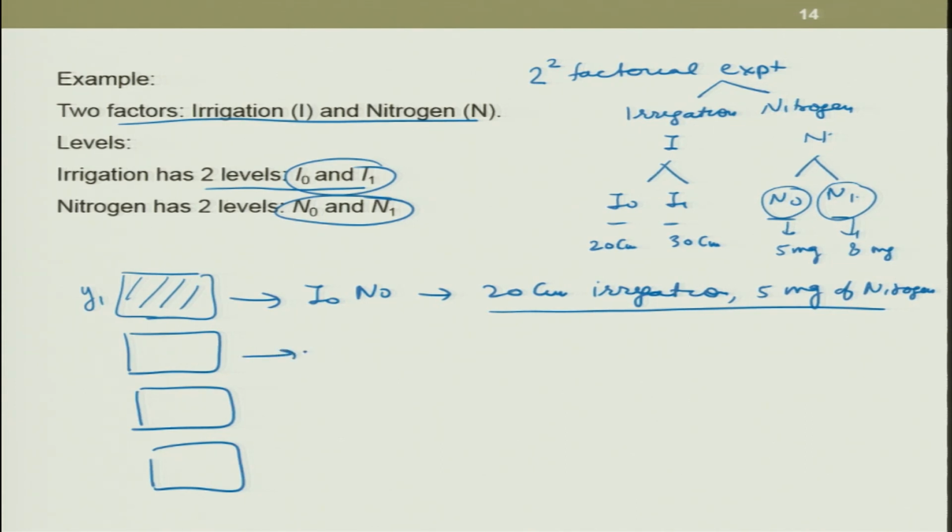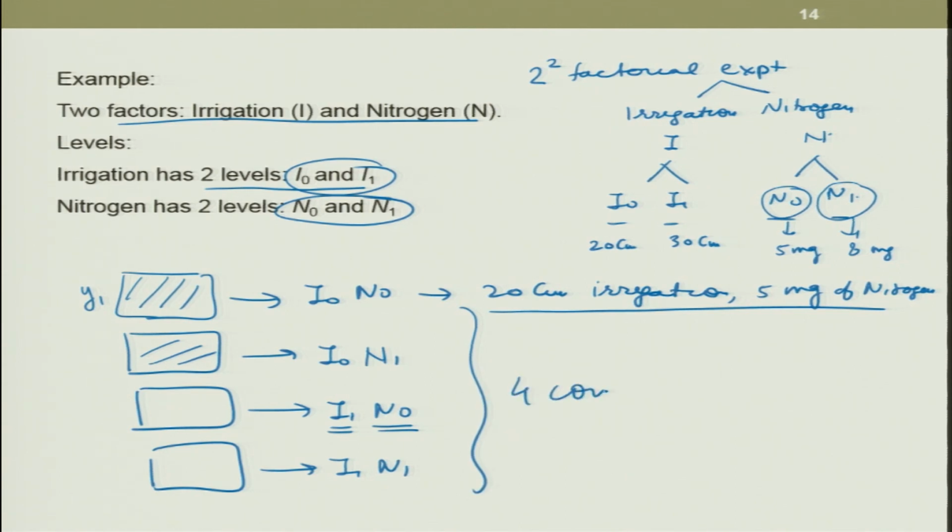Then similarly, I can give here the level I0, and I can use here the level of nitrogen N1, and then I will get another outcome from this plot number 2. Similarly, I can use here I1 N0, that means the level of irrigation is I1 and the nitrogen level is N0, and in the fourth plot I can use I1 N1.